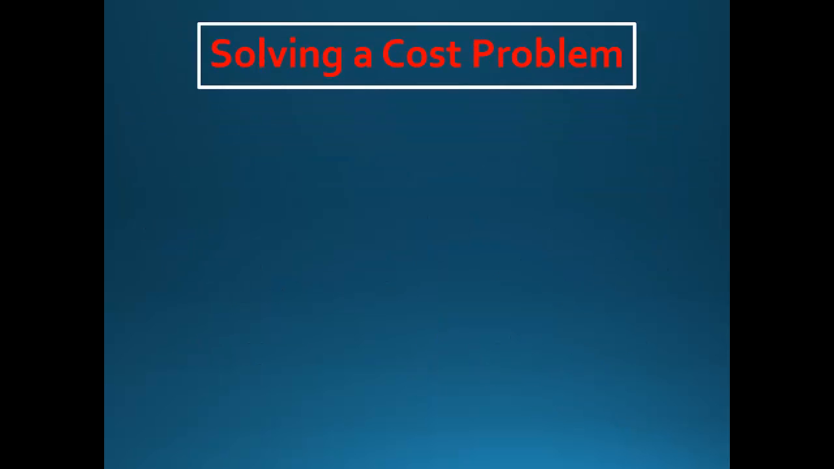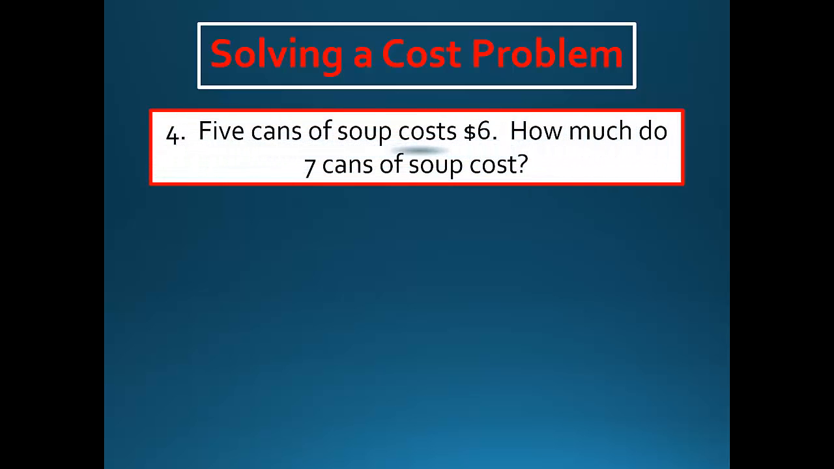Now we're going to solve a cost problem. So for number 4, we have 5 cans of soup cost $6. How much do 7 cans of soup cost? So first we know that we have 5 cans of soup, and that's going to cost us $6. So it's $6 for 5 cans.